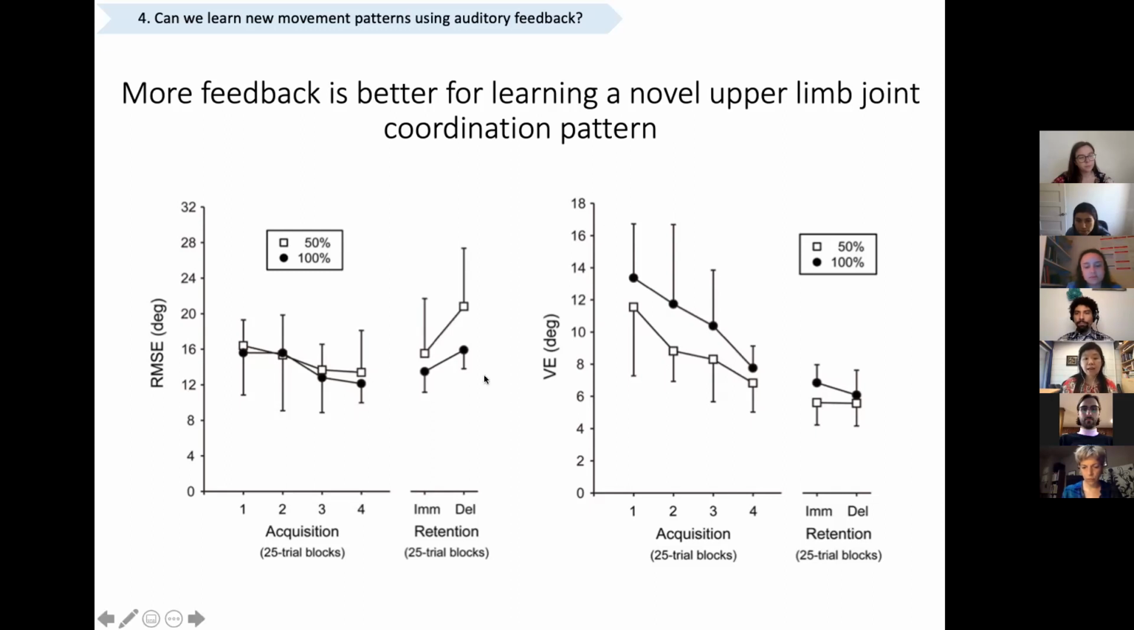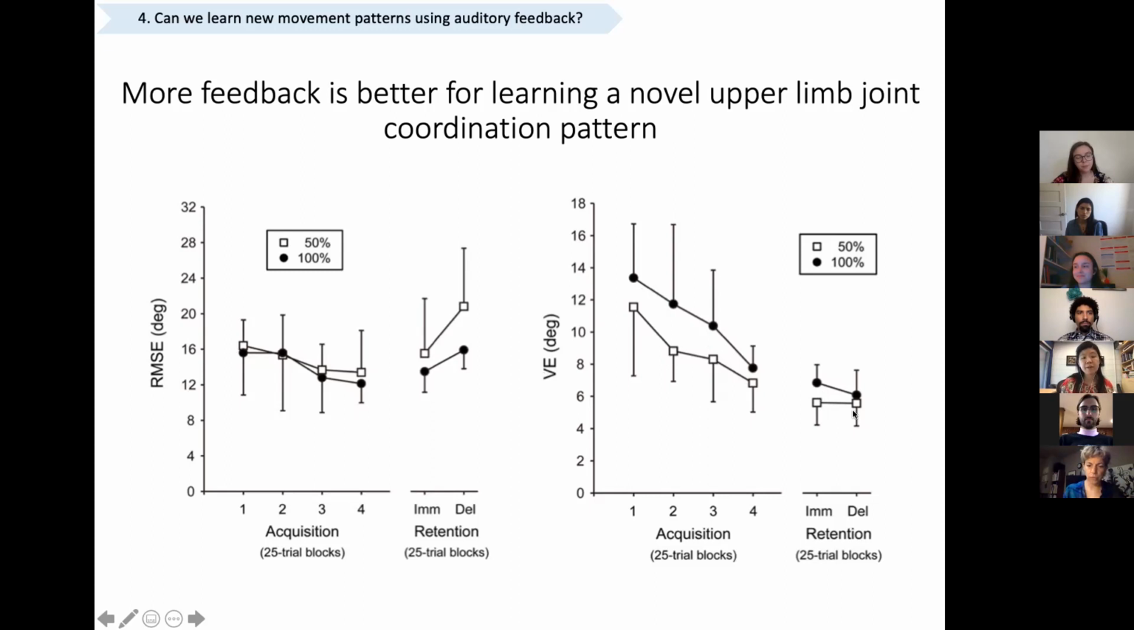We also looked at variable error. So again, this is the measure that looks at how consistent your performance is. And there was no significant difference between groups. Everyone tended to become more consistent as a function of practice, and those effects were maintained.